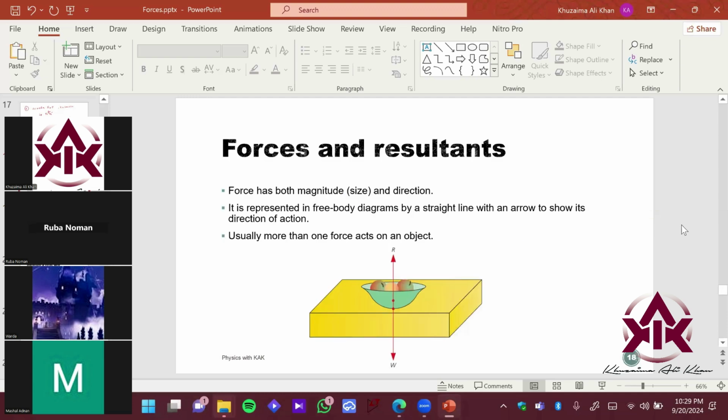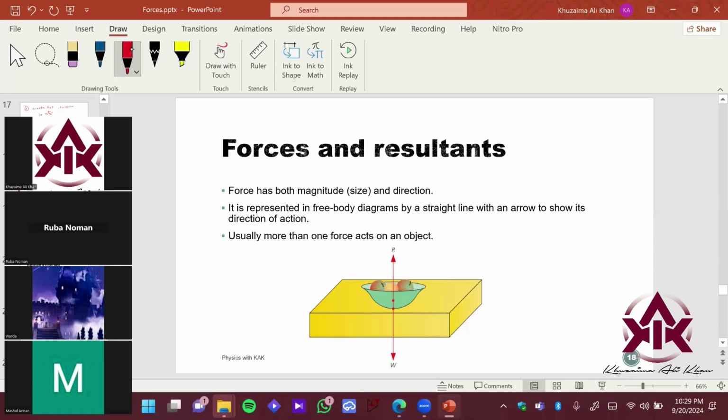We have discussed this in the last slide. It's just a summary of that. They are simply stating over here, which we have seen, that force has a magnitude and a direction. That is why it is a vector quantity. So it is represented in free body diagrams by a straight line with an arrow to show its direction of action. We show a force by this. It has a direction, and it has a magnitude.